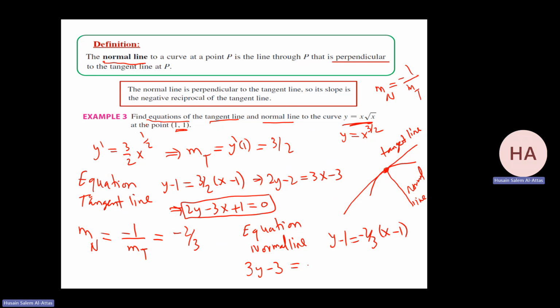3y minus 3 equal -2x plus 2, sorry, not 1. Multiplying by 3, so plus 2. Same thing here. Take it to the other side, so it will be 3y plus 2x minus 5 equals 0. So that will be the equation of the normal line.